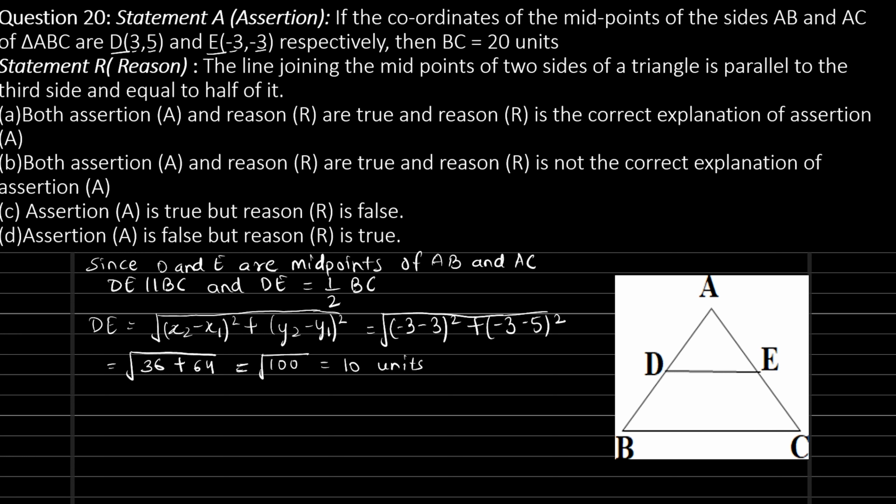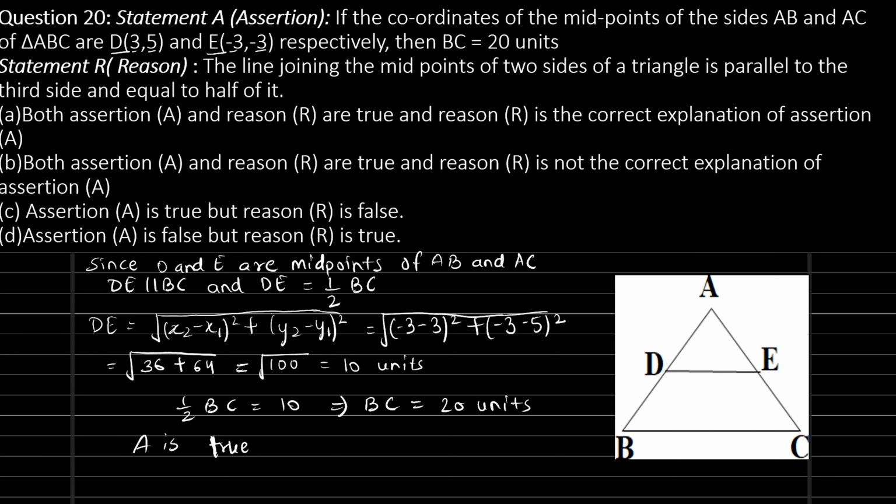Why? Because DE is exactly half of BC, right? So we can say half of BC is equal to 10. It implies BC equals 10 into 2, which is 20 units. So looking at this, we can definitely say the assertion is true.